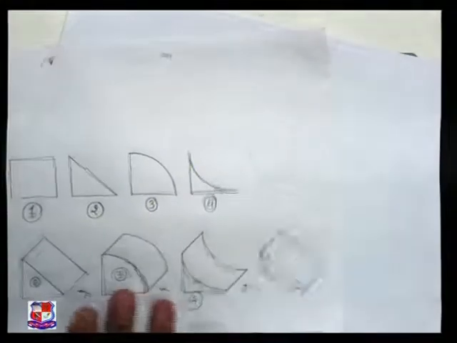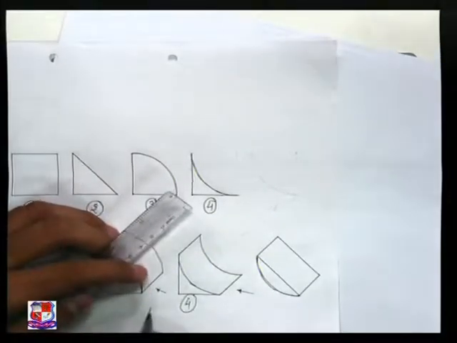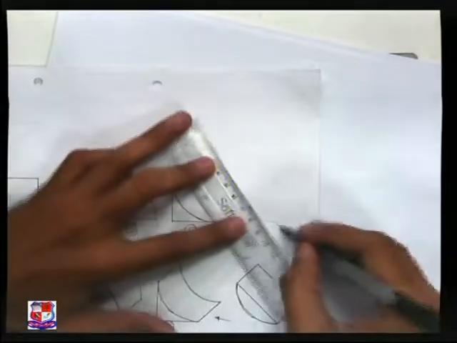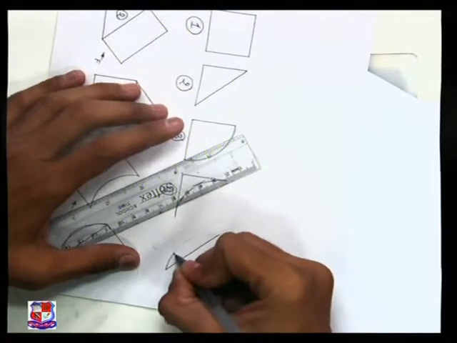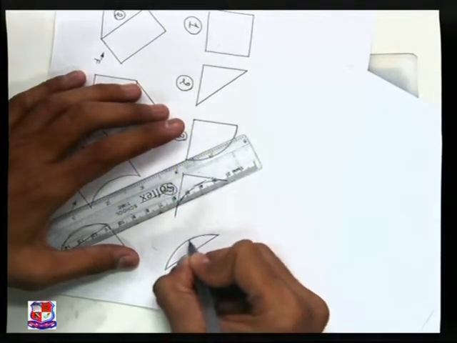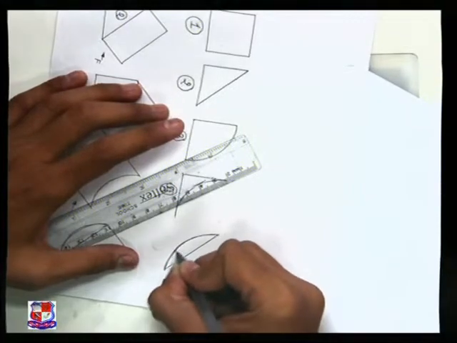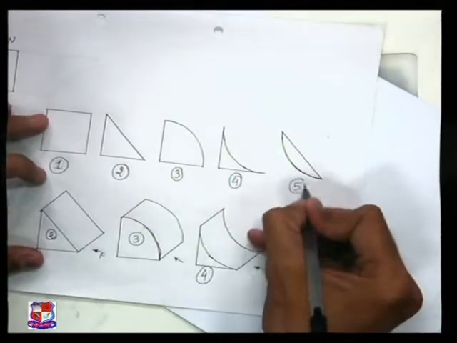Like this. If the object is like this, its front view and top view would appear as a square, and its side view would appear like this. This is the slant edge, and the slant edge is having some radius. This is the radius. So this is the fifth possibility of this problem.